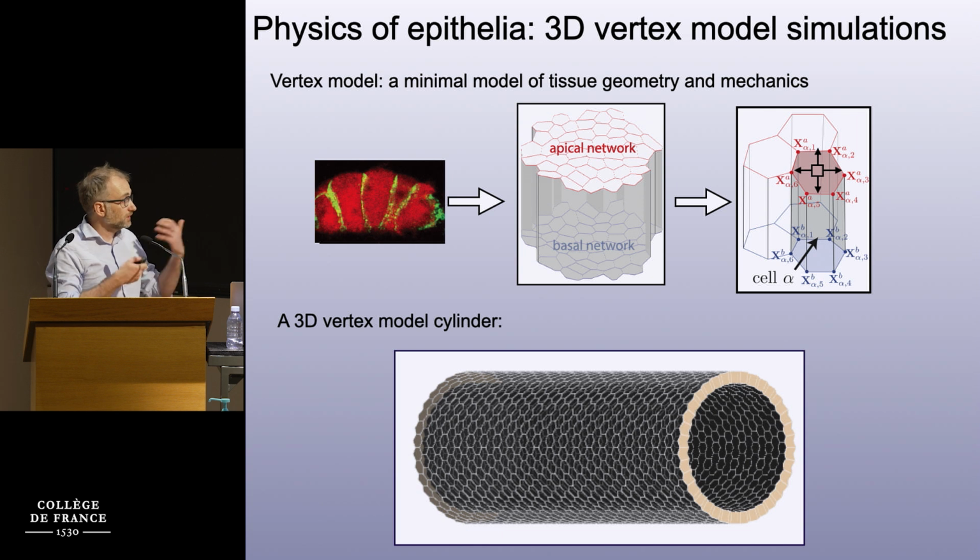Then one can simulate this. For instance, here is a cylindrical tissue which is mechanically balanced, which means that the forces coming from this surface tension result in a net zero force on each of these vertices.